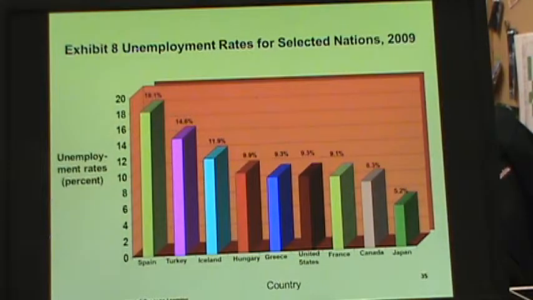Exhibit 8 is another FYI slide, is the unemployment rates for selected nations in 2009. So you can see in 2009, Spain had an unemployment rate of 18.1%. And then Turkey, 14.6%, and so on down the road. 9.3% was high for the United States, but you can see that other countries were struggling a little bit more.